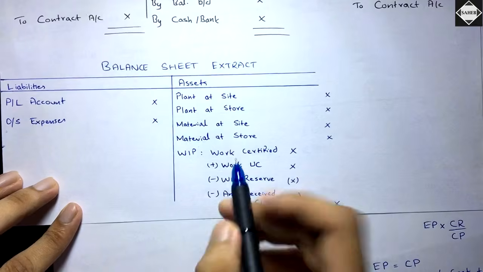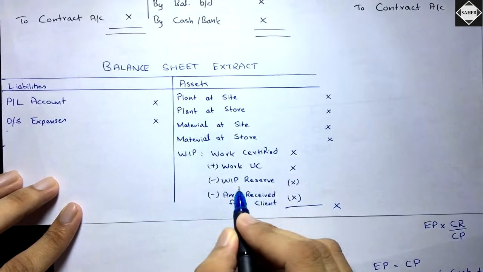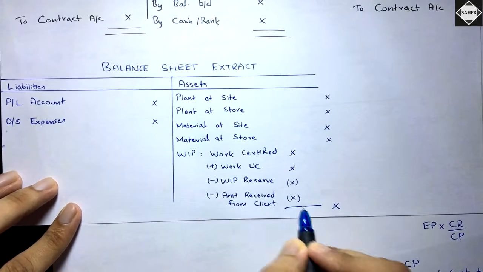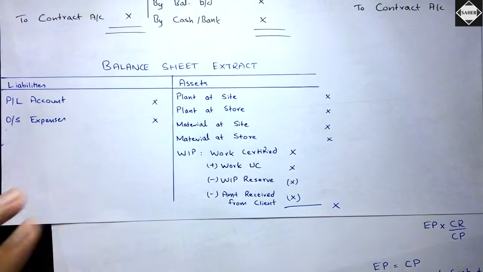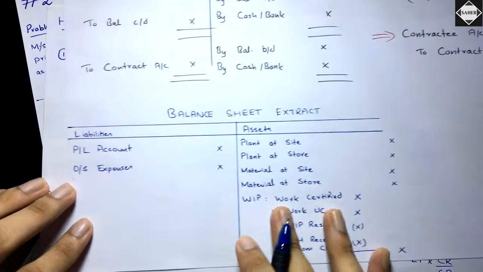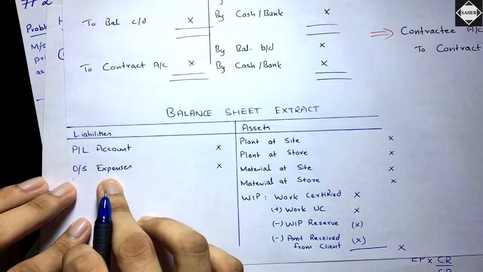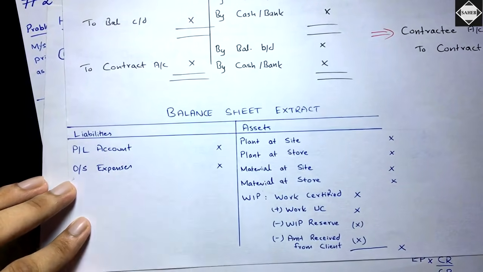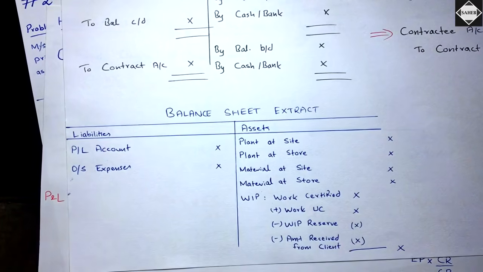So you have to take both of those things, and whatever WIP reserve is there, you have to subtract that, and whatever amount you receive from the client, that also you have to subtract. The remaining would be your asset, because you have done the work and you are yet to get the money for that, right? Then you have to take here the updated profit and loss balance and all the outstanding expenses. Mainly there will be outstanding expenses, wages and all, so it will come over here because that's a liability, right? So this is what we discussed so far.